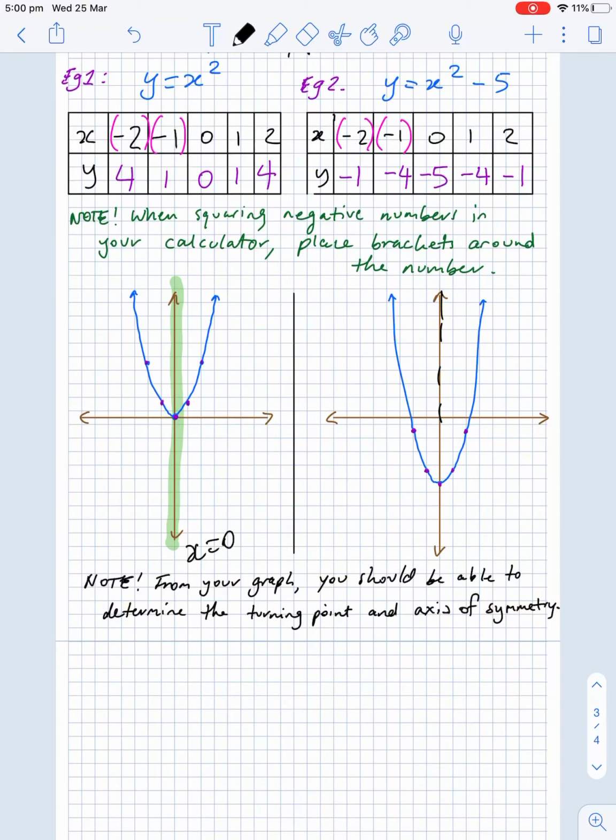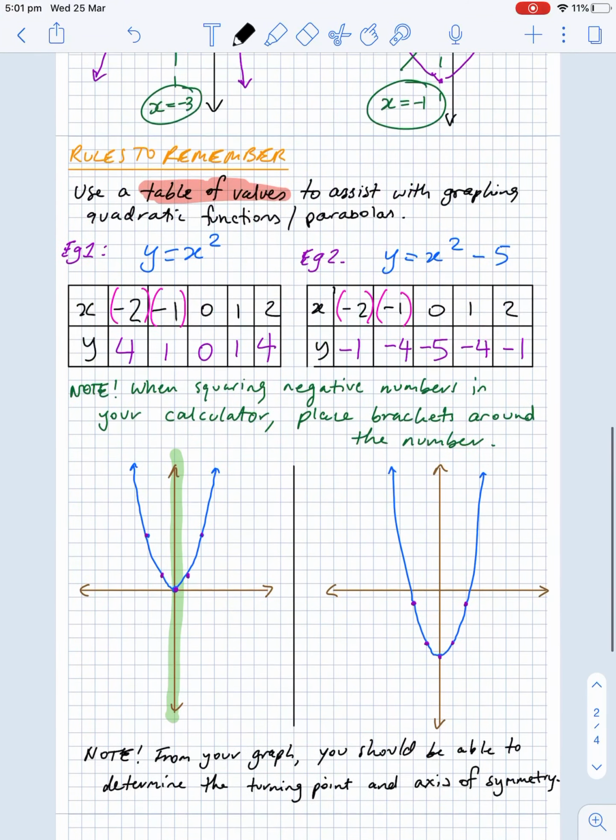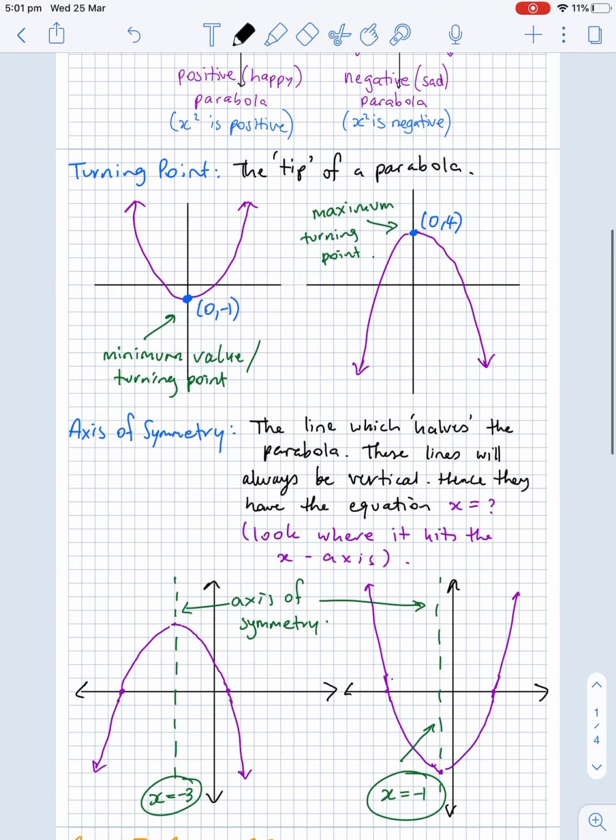And for this one here, our axis of symmetry is exactly the same thing, x equals 0. It can change. It's not always going to be x equals 0 for our axis of symmetry. It's really important to remember that. Okay, good luck with the questions.